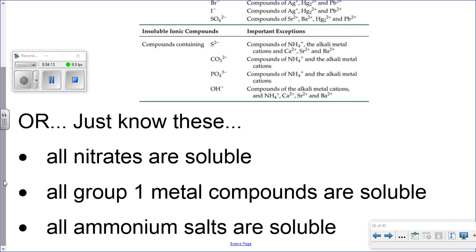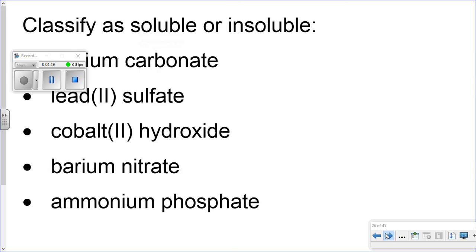The sodium compounds, the lithium compounds, the potassium compounds, those are all soluble, and then ammonium salts. So anytime you see NH4, you see solubility there. So this is highly soluble. Know these 3, especially for AP. Now, just because you memorize these 3, it doesn't mean that everything else is insoluble. Don't think that. Let's go to some examples.